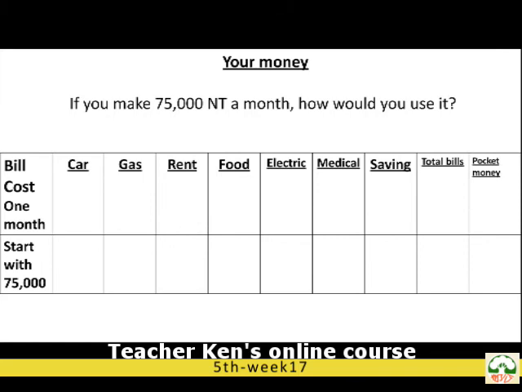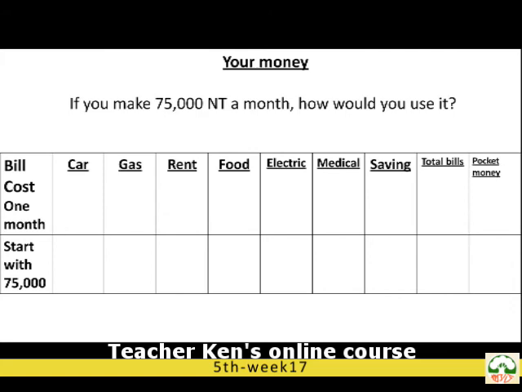Now, my challenge to you, what I want you to do after you've reviewed everything in this lesson, I want you to spend some money. I want you to think about it. If you make 75,000 Taiwan dollars a month, how would you use it? And I have here on the left, bill cost 1 month. How much things cost for 1 month? We should do 1 month. That way you know what your money is going to be. And you start with 75,000, right?